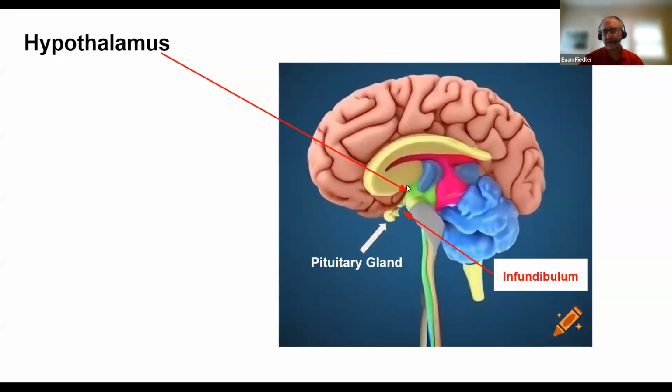Hypothalamus, as you can see here, is shown in this region. It forms the floor of the third ventricle. The ventricles contain cerebrospinal fluid, which holds nutrients and ions to nourish the tissues.